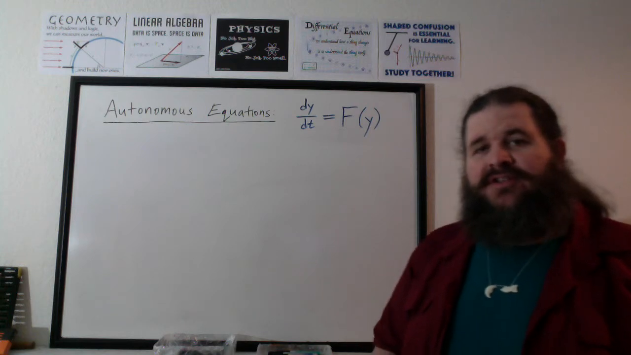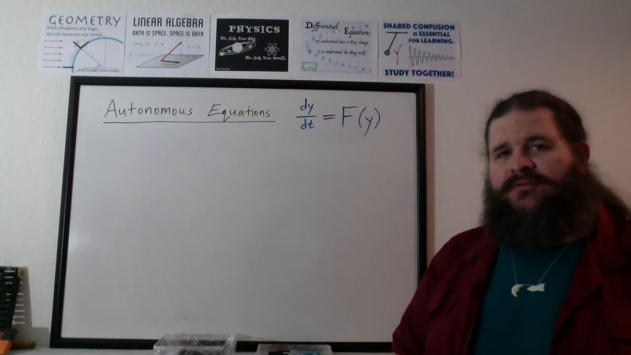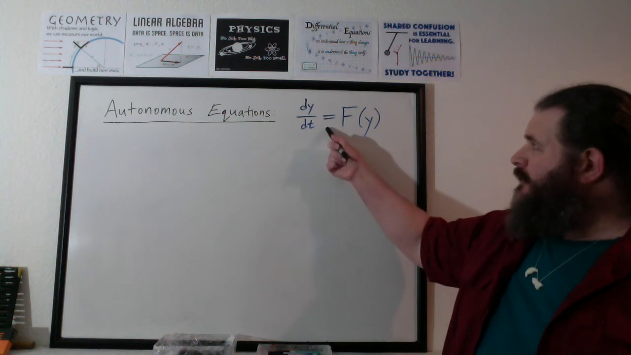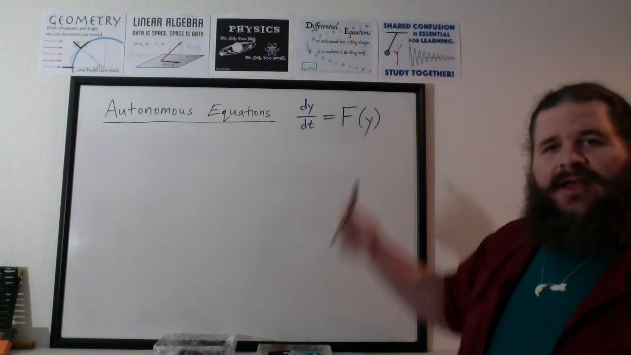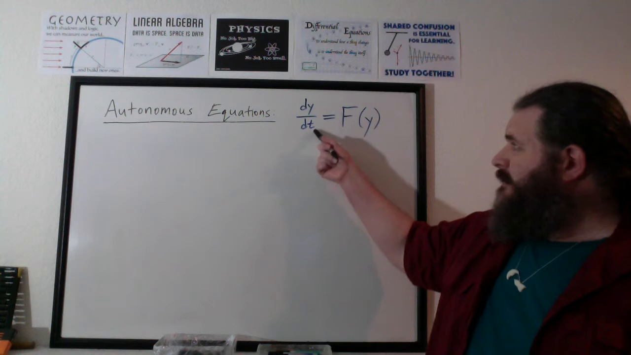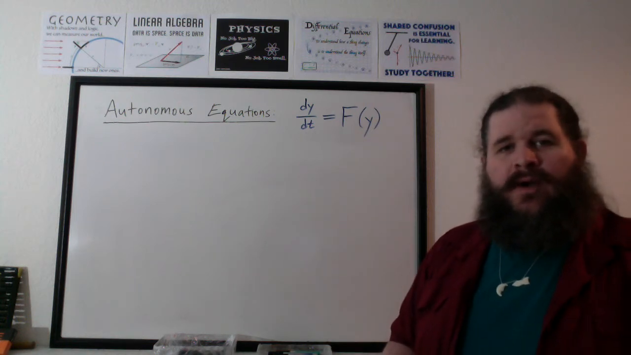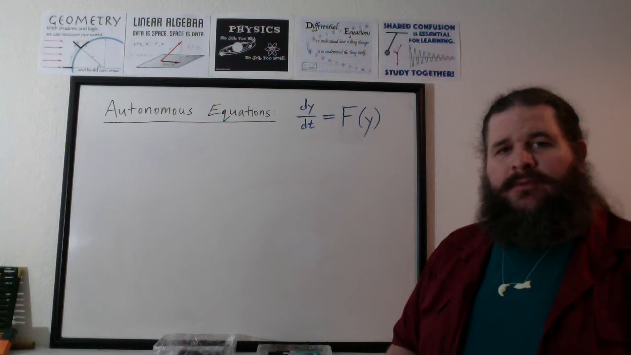The definition is actually pretty straightforward. A differential equation of first order counts as autonomous if the derivative of the function equals something about just the function itself. No dependence on the independent variable. And of course, the variables don't have to be y and t. You just use whatever variables you're working with.